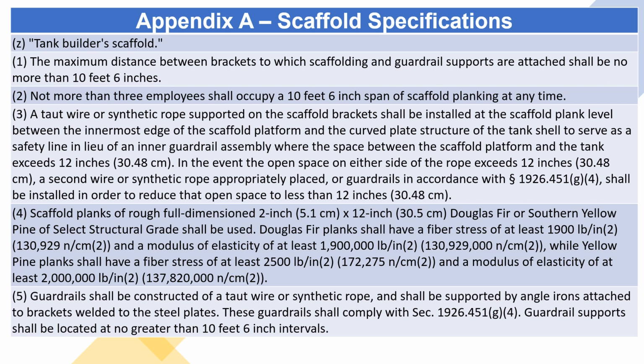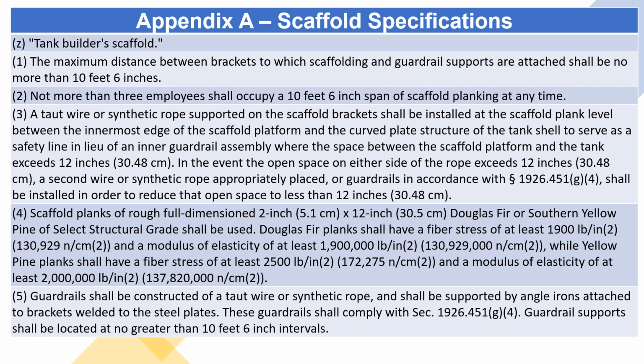3. A taut wire or synthetic rope supported on the scaffold brackets shall be installed at the scaffold plank level between the innermost edge of the scaffold platform and the curved plate structure of the tank shell to serve as a safety line in lieu of an inner guardrail assembly where the space between the scaffold platform and the tank exceeds 12 inches, 30.48 centimeters. In the event the open space on either side of the rope exceeds 12 inches, 30.48 centimeters, a second wire or synthetic rope appropriately placed, or guardrails in accordance with section 1926.451 G4, shall be installed in order to reduce that open space to less than 12 inches, 30.48 centimeters.